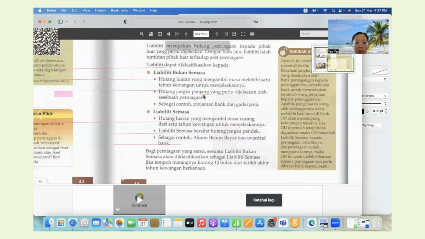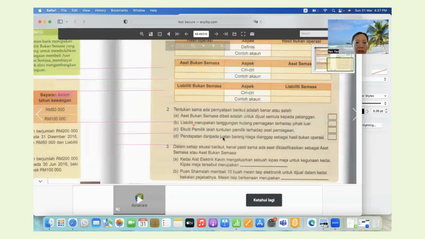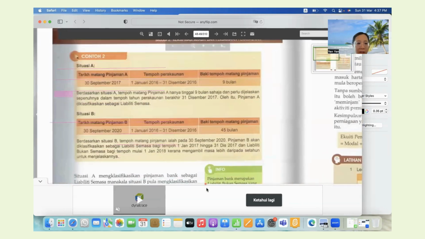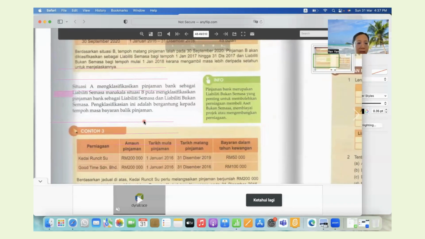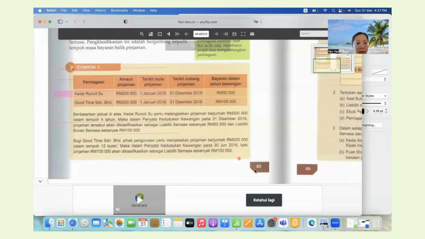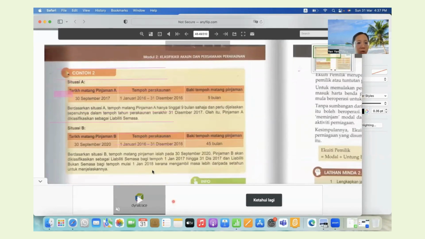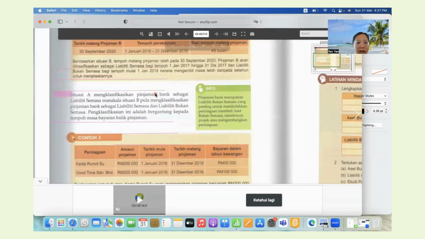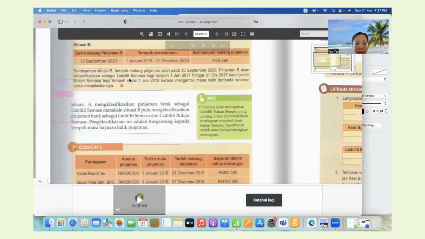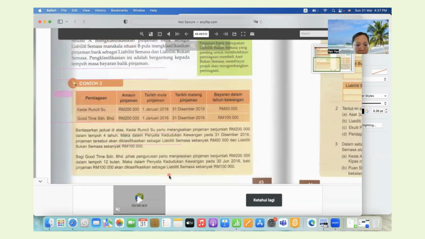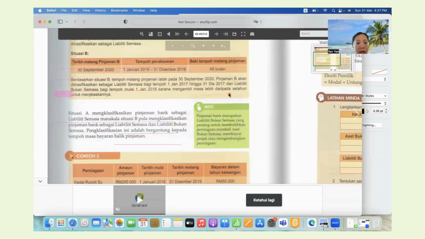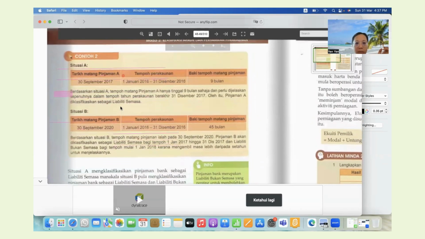For those who learned Form 4 in detail, when you come to the Form 4 Buku Teks page 45, you see Contoh 2 and Contoh 3. Which is under liability semasa, you see pinjaman under liability semasa. And the other one is the pinjaman under liability bukan semasa. Here you see situation A and situation B.